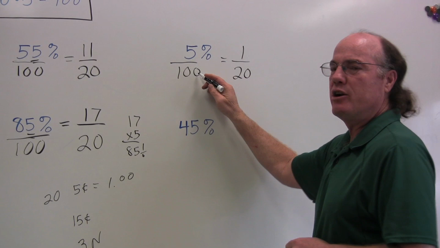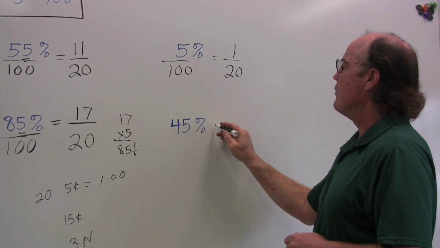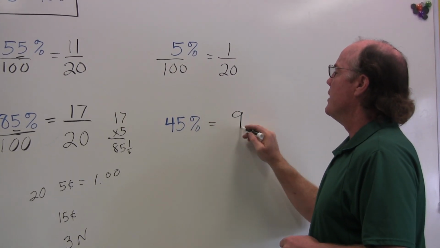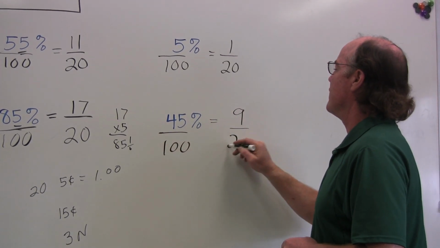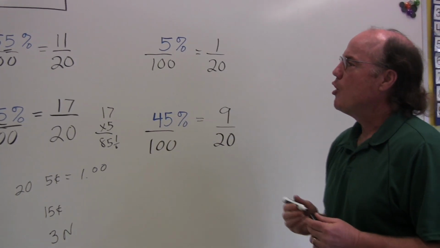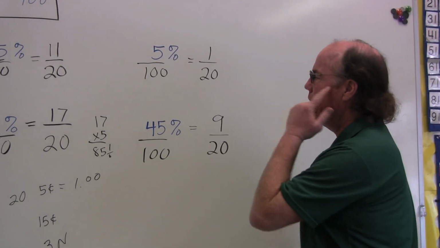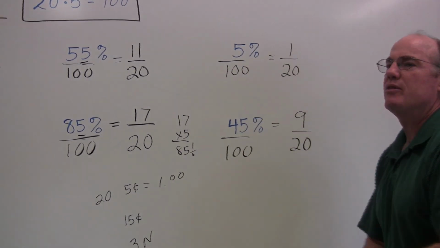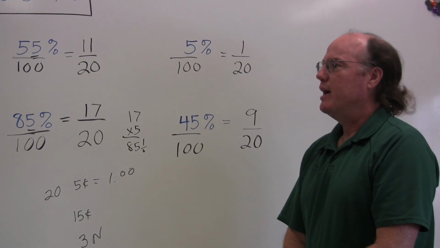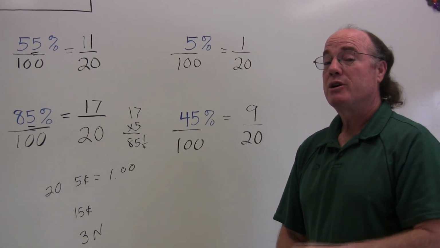1 nickel goes in here, 20 nickels goes in there. And 45%, 9 times 5, 20 times 5. So that's how we reduce so many of these numbers where the ones column has 5 in it. Okay, the next ones will be just a little bit harder.